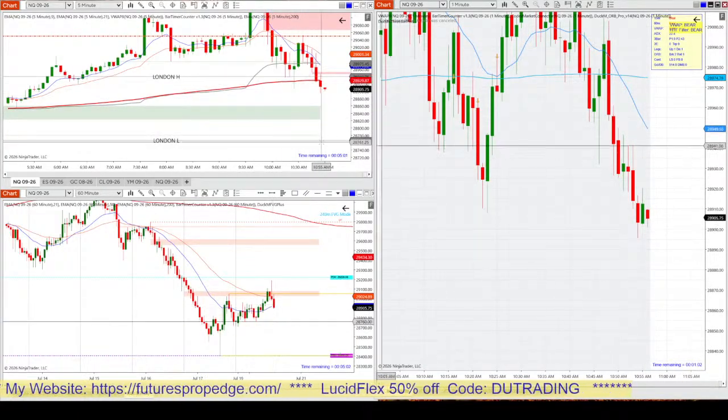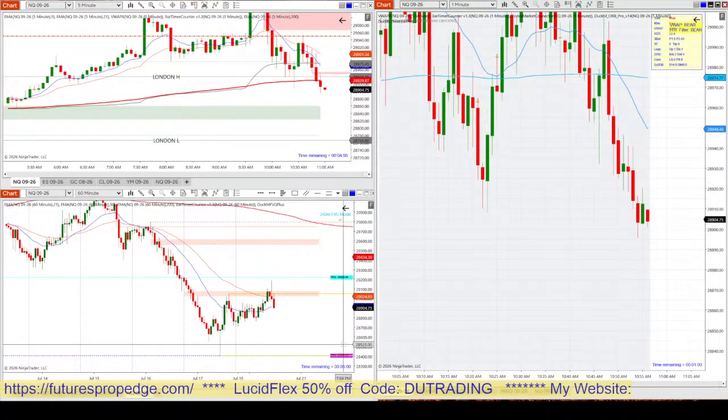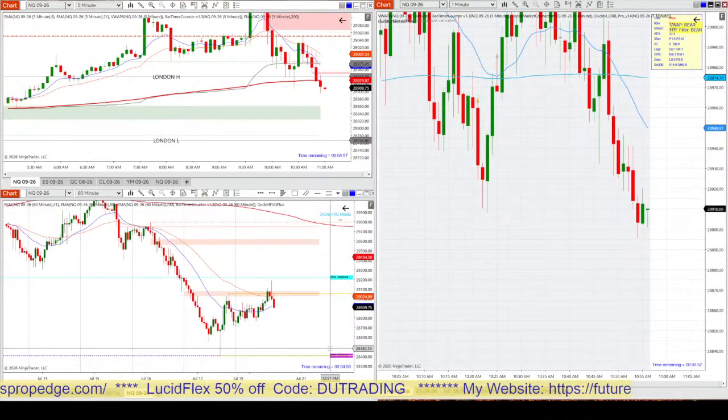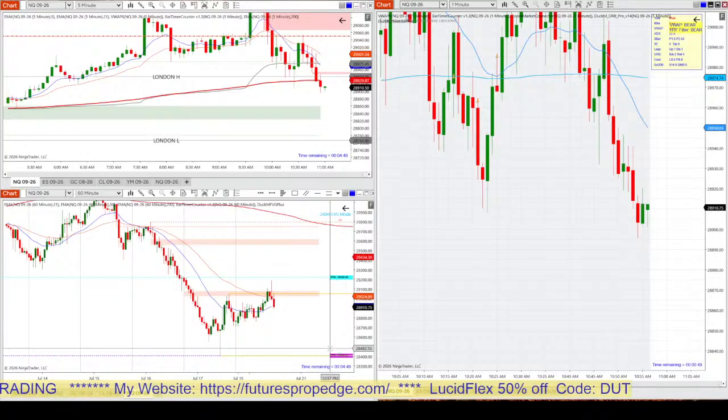Looks like they are attempting to do so. How much time in the hourly? There's 5 minutes left in that hourly candle. Not a good idea to jump in to take any trade in that 5 minute left situation, right? So just chill.